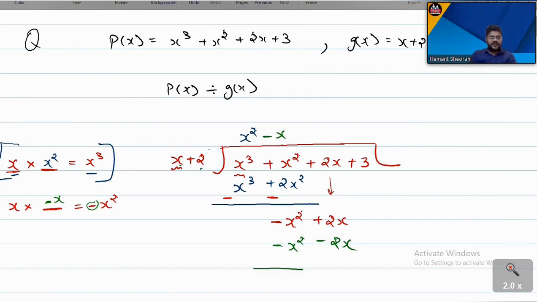Okay, then again I will change my signs. So negative becomes positive, negative becomes positive. So this one will be 0, x square minus x square is a 0. But 2x plus 2x will be how much? Both are positive now, 2x and 2x. So you will get what? You have to be quick. 4x. And then plus 3 I will bring down now.